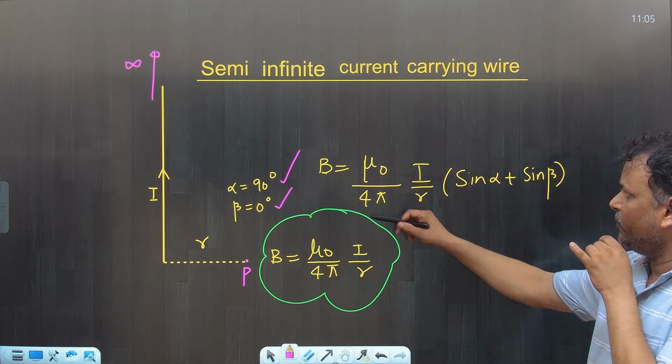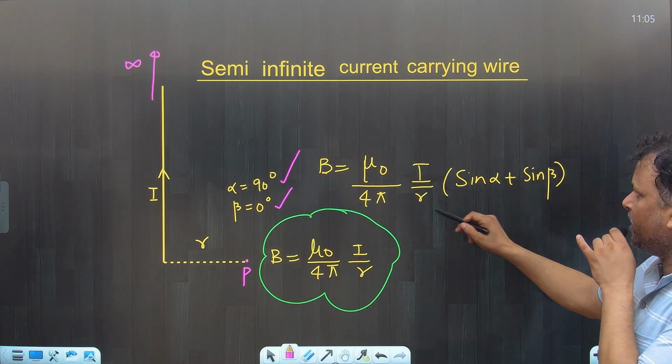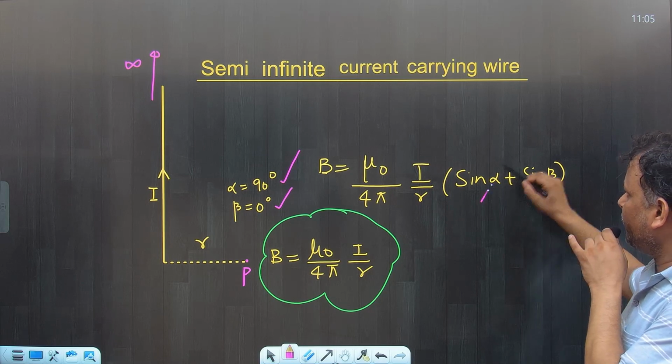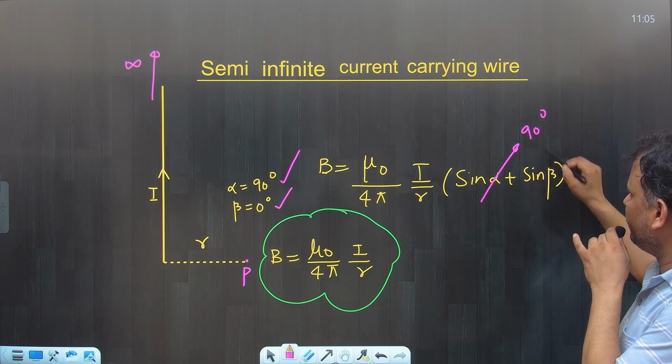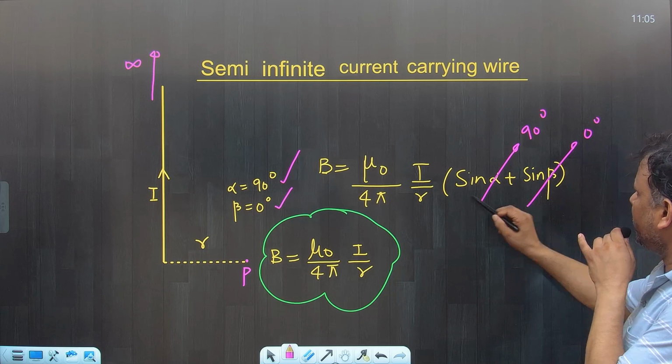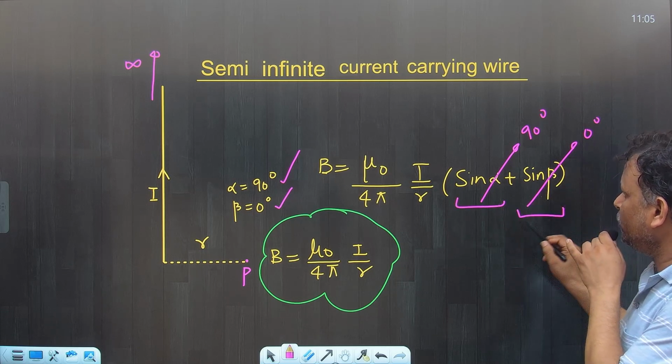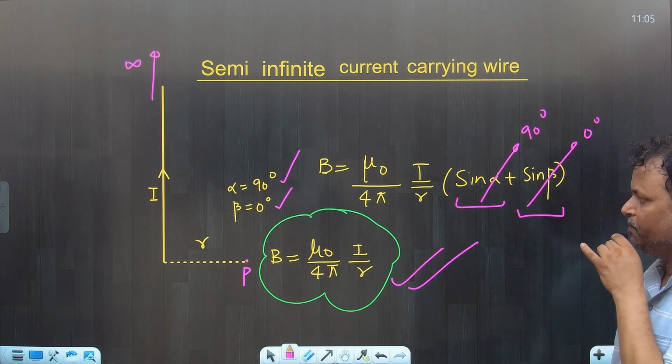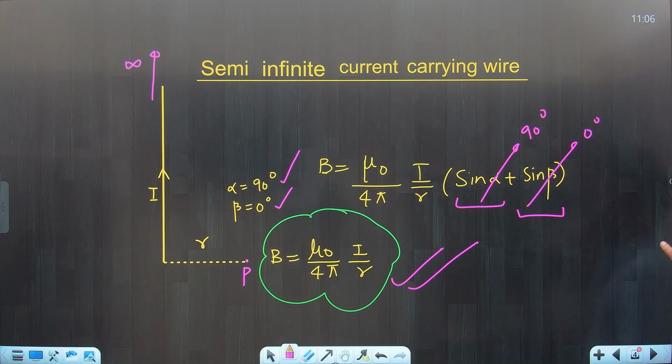So the formula will be same, mu naught by 4 pi I by R into sin alpha plus sin beta. Alpha will be 90 degree and beta will be 0 degree. So you will write sin 90 is 1, sin 0 is 0. So your magnetic field will be mu naught by 4 pi I by R.